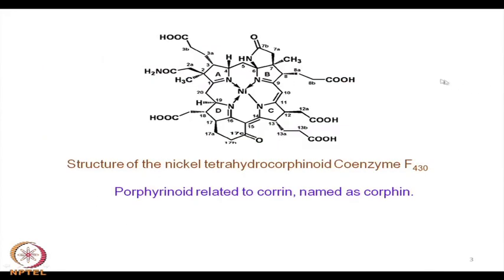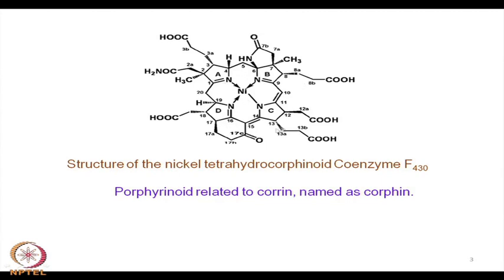So, this is our structure. You have a reduced tetrahydrocorphinoid coenzyme form. This is the whole structure of the nickel tetrahydrocorphinoid coenzyme F430. You have A, B, C, D, these are the four five-membered tetrapyrrole rings.